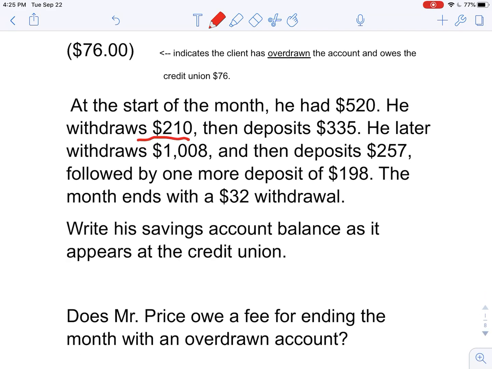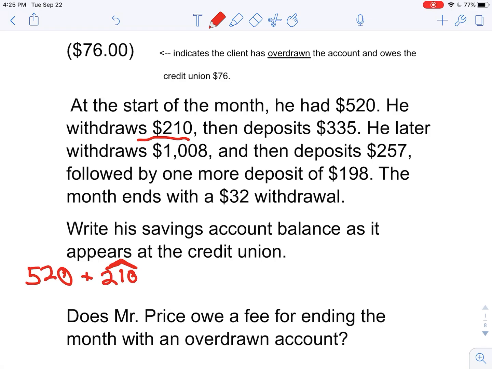Withdrawing $210, obviously that's subtracting, right? So we can look at it like that, $520. Understand that when I say this $210 is being withdrawn, if I write it as an addition problem, I could just say I'm adding this kind of negative number here.